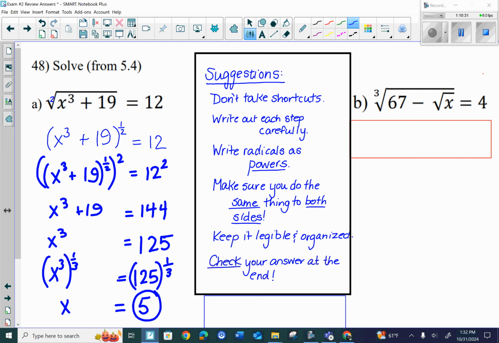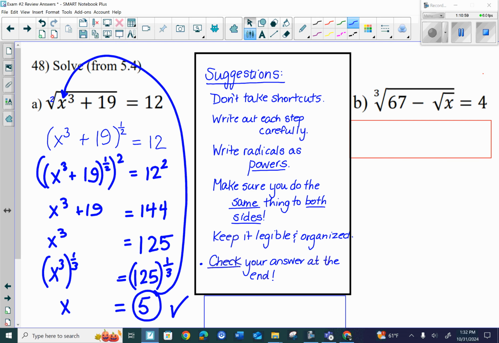Do that on your calculator and you will get a value of 5. And again, take that 5 and plug it back in there, right? And 5 cubed is 125, plus 19 would be 144. The square root of 144 is 12, so it does check. Really do check your answers. Don't just say you did. Actually check them. It's worth some points.